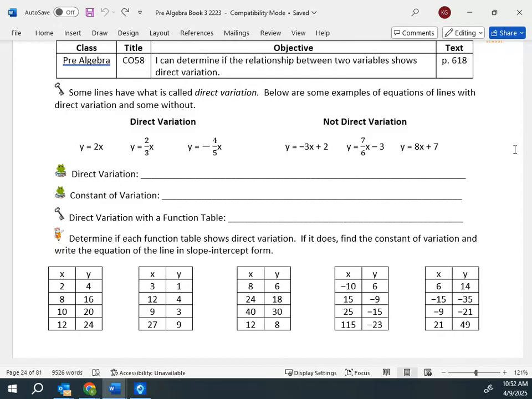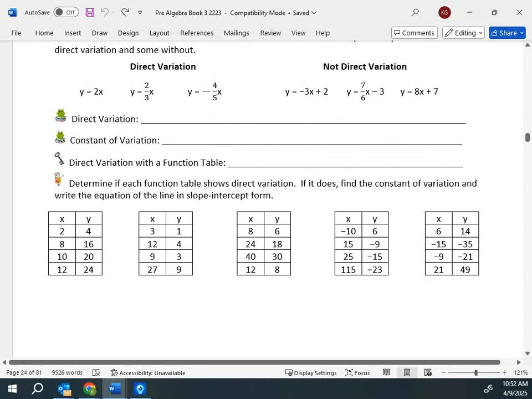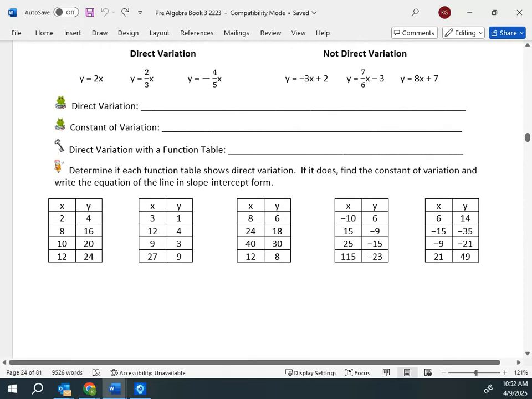Some lines have what is called direct variation. Below are some examples of equations of lines with direct variation and some without. So let's look at our direct variation lines. y equals 2x, y equals 2/3 x, y equals negative 4/5 x. Not direct variation: y equals negative 3x plus 2, y equals 7/6 x minus 3, y equals 8x plus 7.